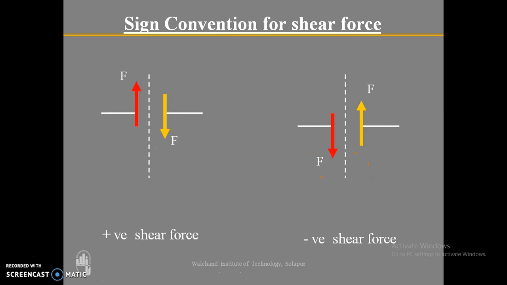Now we have sign conventions for shear force. This is the sign convention used for the shear force. On the right hand side of the section, if the force is downward and on the left hand side it is acting upward, this creates a shearing action. If this kind of shearing action is present at the section, it is called positive shear force. And if you have the opposite kind of shear forces, right hand side acting upward and left hand side downward, then this kind of shearing action at the section is called negative shear force.